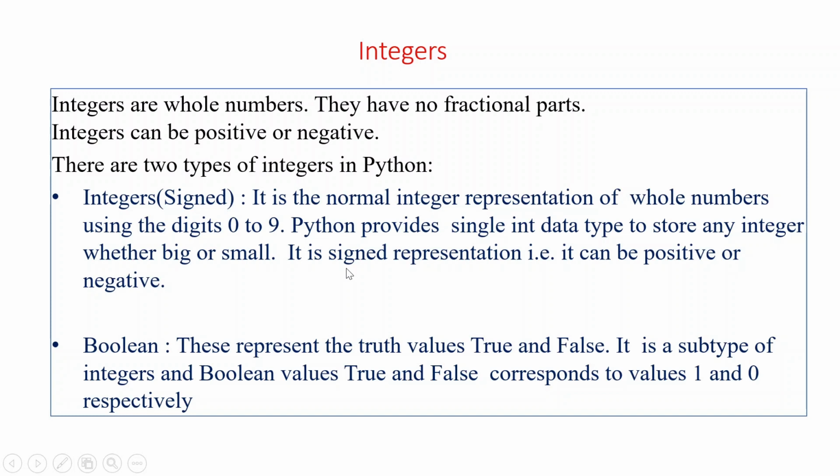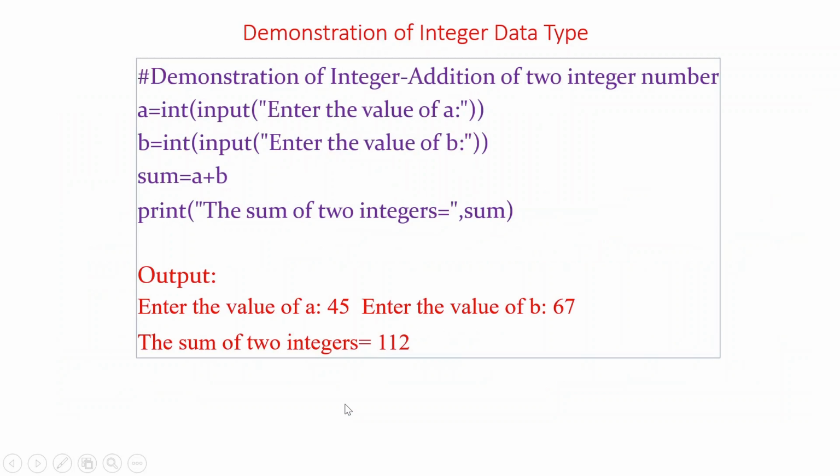It is a signed representation. It can be positive or negative. Boolean represents a truth value, that is true and false. It is a subtype of an integer. Boolean values true and false correspond to the values 1 and 0 respectively. So true can be indicated by 1 and false can be indicated by 0.